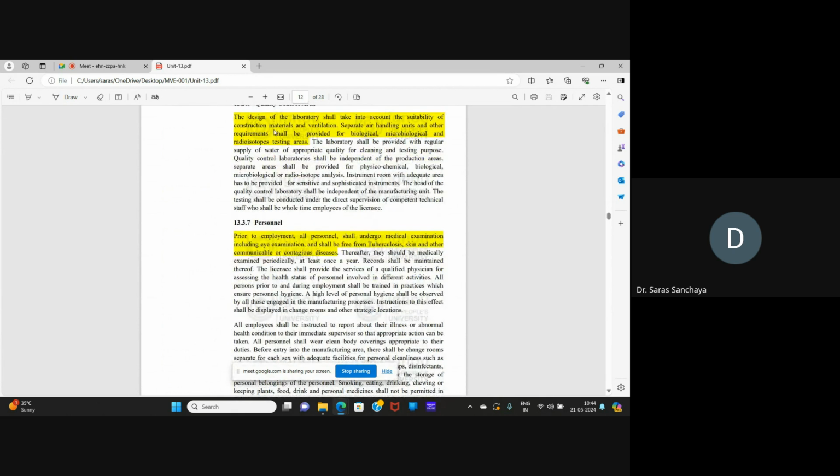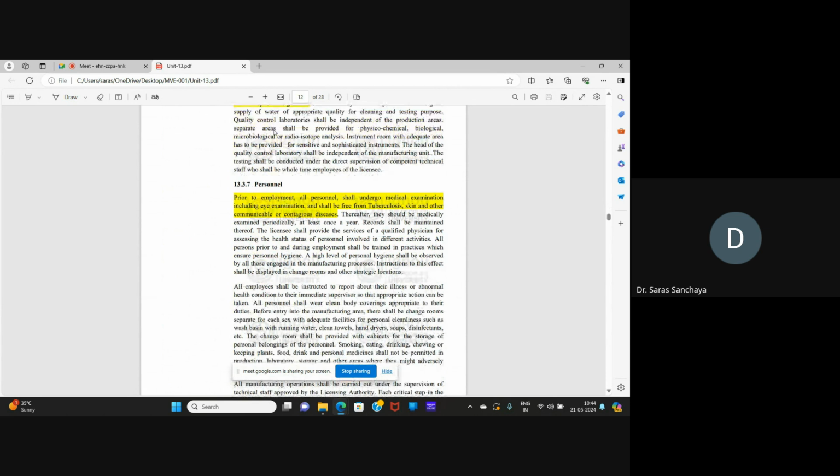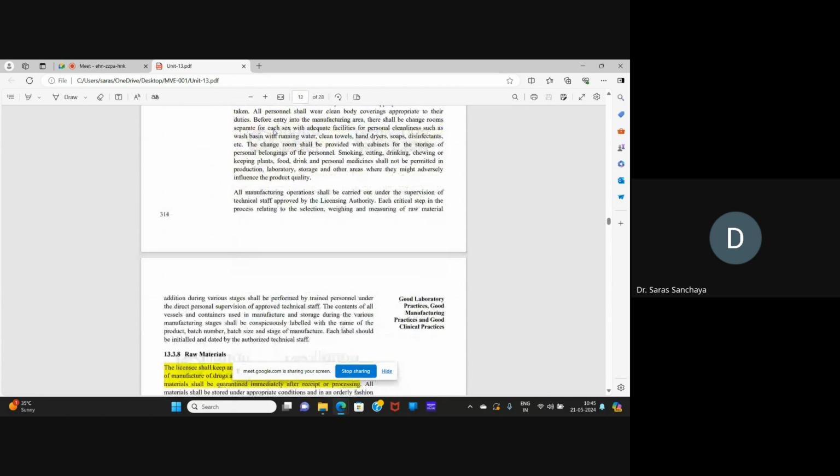Prior to employment, all personnel shall undergo medical examination, including eye examination, and shall be free from tuberculosis, skin and other communicable or contagious diseases. Thereafter, they should be medically examined periodically at least once a year. Records shall be maintained thereof, and the licensee shall provide the services of a qualified physician for assessing the health status of the personnel involved in different activities.